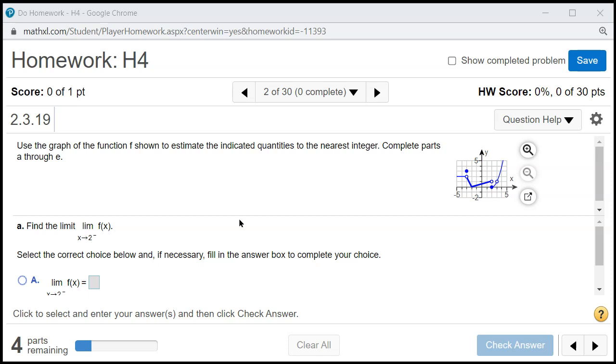All right, let's look at homework 4, problem number 2. We have a graph of the function f, and we want to answer the following questions. Part A, we want to find the limit of f of x as x approaches 2 from the left. I'm going to make it a little bit larger.